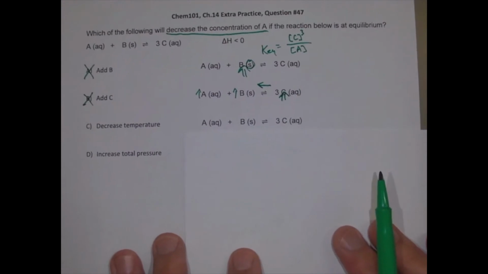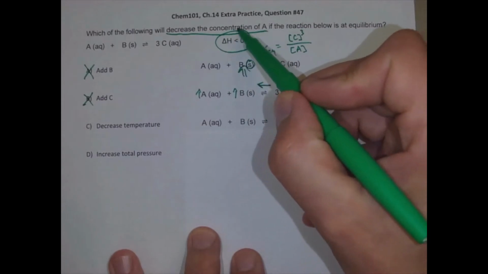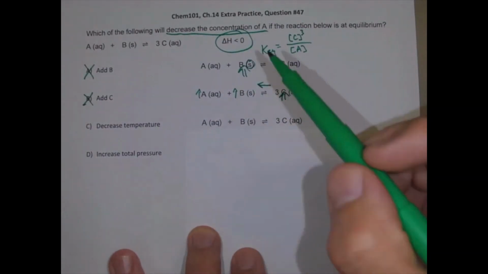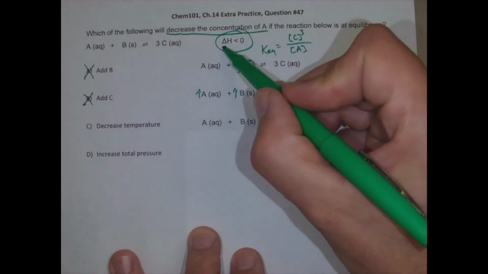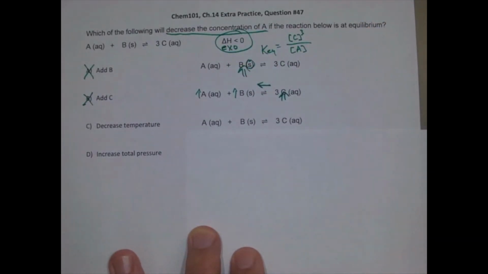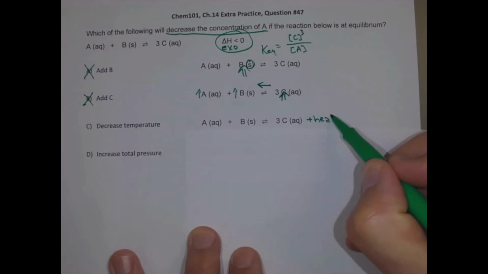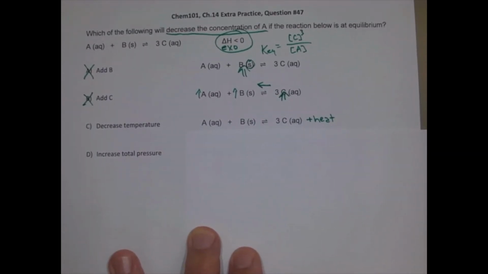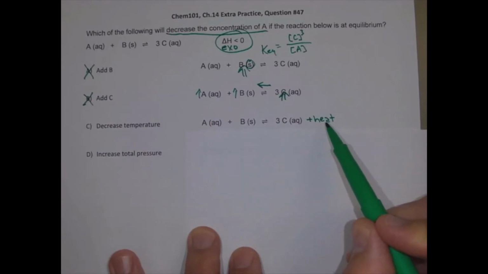C, decrease the temperature. For us to decide this, we have to look at this little part of the given information right there. It says that the delta H of the reaction is less than 0. So we need to remember from Chem 1 that means it's exothermic. When something is exothermic, that means that heat is a product. It generates heat, it releases heat. So just like C is a product, I can think of heat as being a product in this chemical reaction. When A and B react, they generate C, but they also generate some heat.